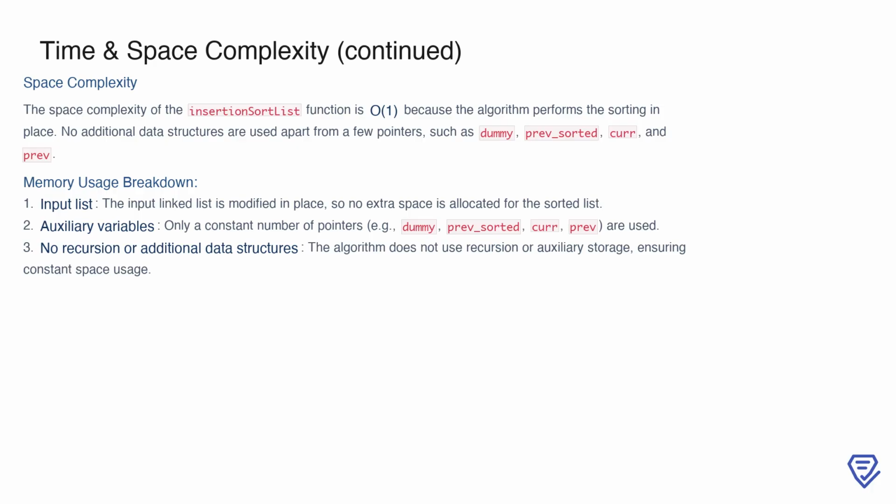Second, the algorithm relies only on a constant number of pointers, such as dummy, prev_sorted, cur, and previous, to track positions within the list. Lastly, there's no recursion or auxiliary storage involved, which further ensures constant memory usage. This efficient in-place sorting is what keeps the space complexity at O(1).